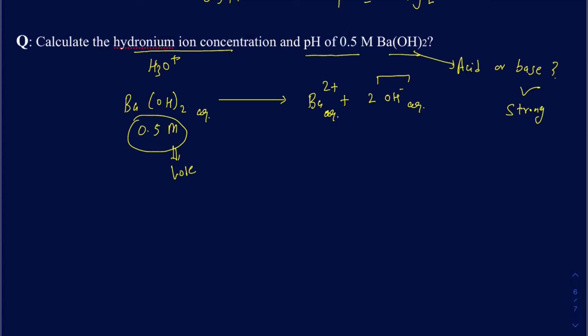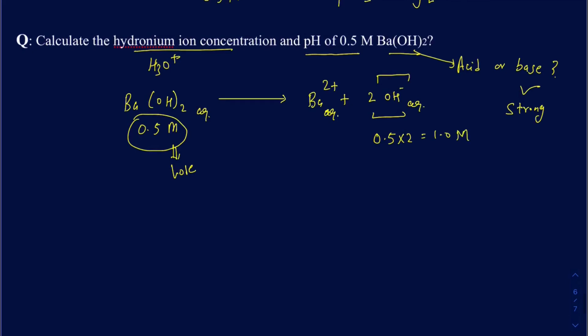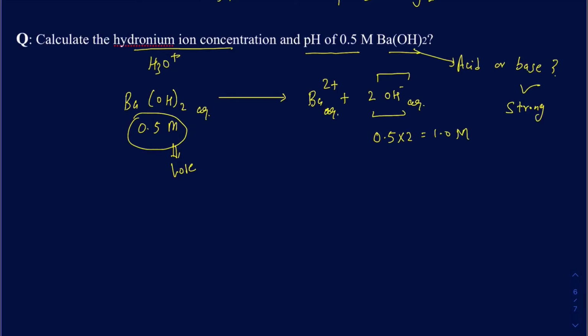barium 2 plus is a 1-to-1 mole ratio, and it's going to be 0.5, but what we're really worrying about is OH minus, so it should be 0.5 times 2, which is going to be 1.0 molar, because it's a 1-to-2 mole ratio, so that's why we multiply that by 2. So now I know the OH minus concentration is 1.0 molar.